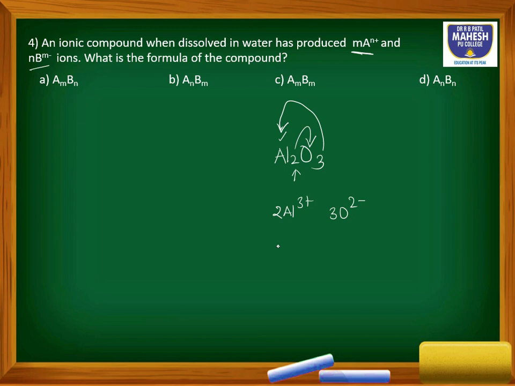So let us use the same concept. I have M^(a+) and N^(b-). So here it is very simple. This M indicates the number of A. Clear? This N indicates the number of B. So the formula is going to be AMBN. Like this 2 indicates the number of aluminium, this 3 indicates the number of oxygen in the formula. M indicates the number of A, N indicates the number of B. So when I apply that, I am going to get the formula AMBN.